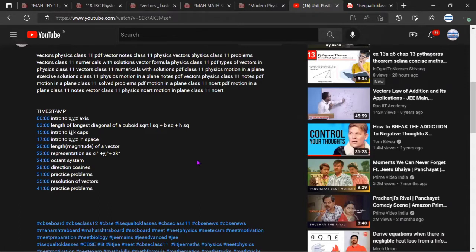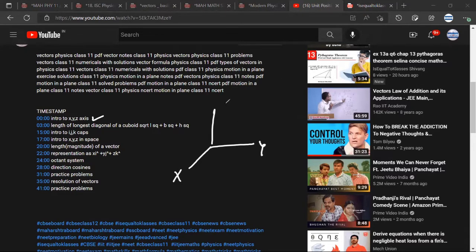So see, last time we started with the introduction to the XYZ axis. We understood that this is the XYZ axis. Then we understood the concept of the longest diagonal. We understood a very important concept of unit vectors: there is a unit vector i, a unit vector j, and a unit vector k. What is a unit vector? A unit vector is a vector whose magnitude is 1. Any doubt about this?